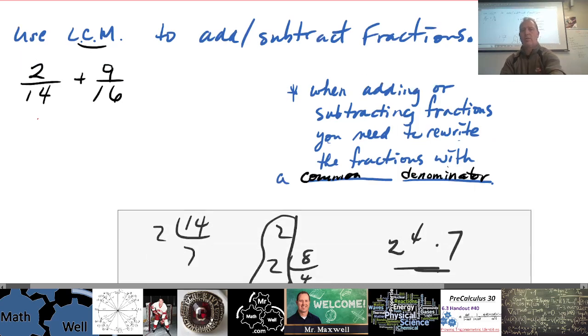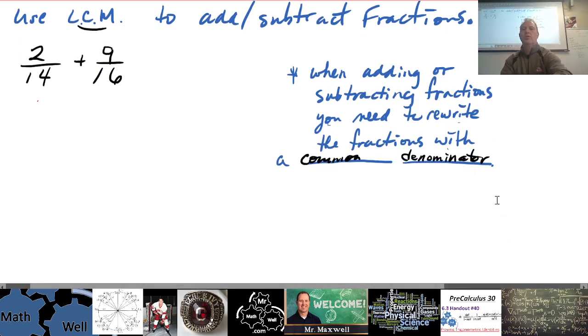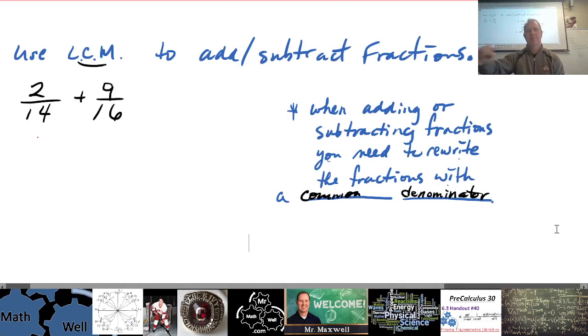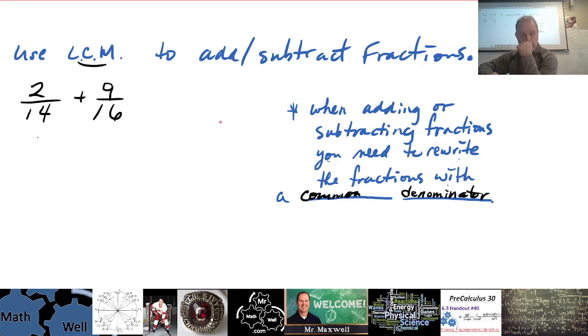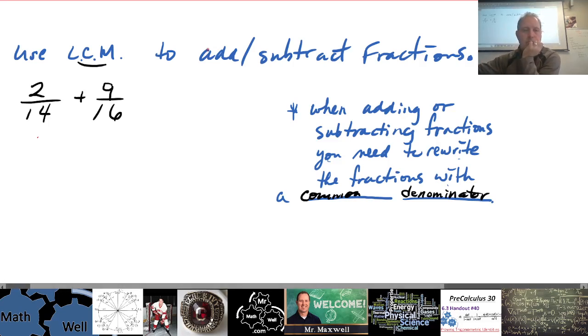So let's do this one from scratch. I'll try and delete this so I don't spoil the suspense for you. Okay, so we're going to write this down as an example: 2 over 14 plus 9 over 16. Now, if you notice that 2 over 14 can be reduced, you can reduce that first, that's fine. It's going to be 1 over 7, right? So you could do that first. You wouldn't need to. So let's try.